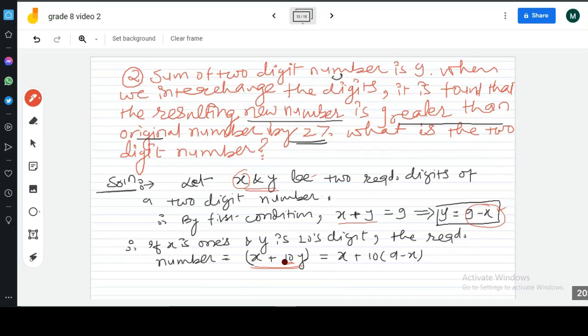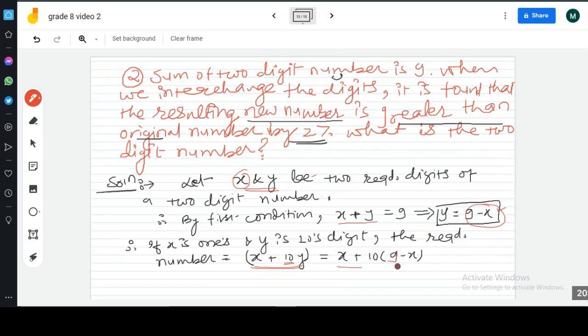So x plus 10y will be equal to, if we replace that y in terms of x, x plus 10 times 9 minus x. Okay, because our y in terms of x is 9 minus x.